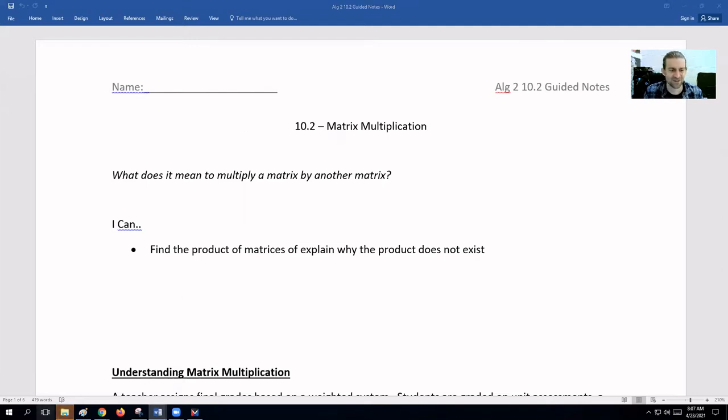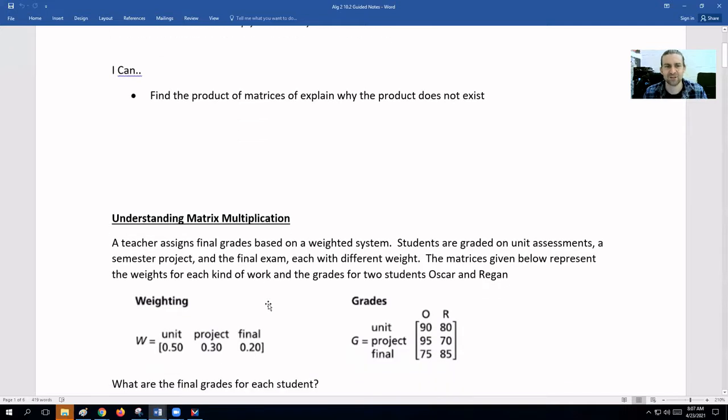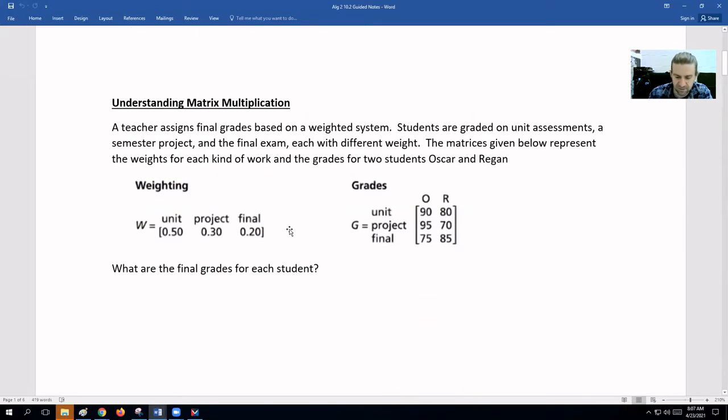All right, 10.2 notes. We're going to be multiplying matrices here. So what does it mean to multiply a matrix by another matrix? And our goal is to be able to make sure we can find the product of two matrices. So let's start with this example here, and this will help us understand how we multiply each matrix.